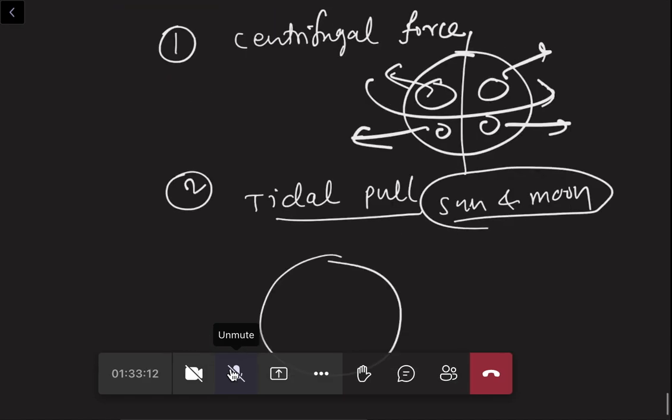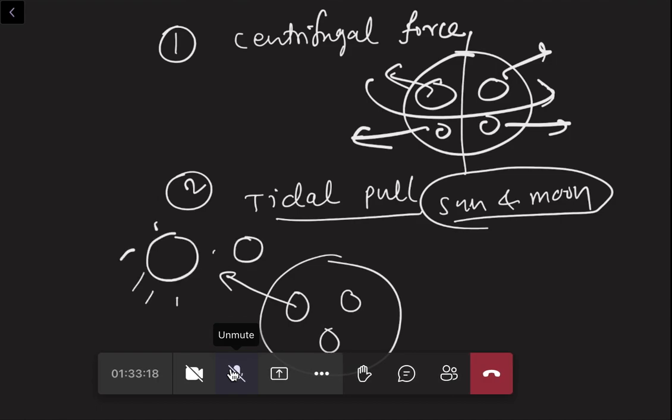That means these continents are pulled towards the sun, towards the moon. These continents are pulled because of this gravitational force. Their gravitational pull is such that these continents are pulled towards the sun. So he said this. And then he said Sial is moving over Sima because of these forces.